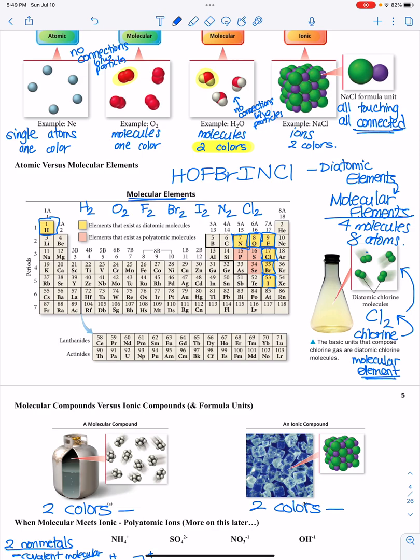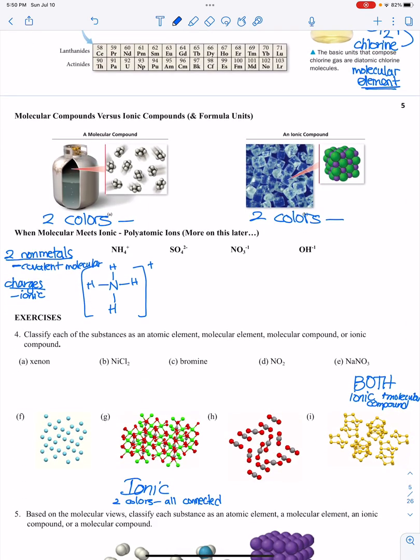There are 4 molecules. 1, 2, 3, 4, as I just quickly drew them. And each of those molecules have 2 elements. So that is a total of 8 atoms. Okay? And then I just want to bring it home here, the difference again between molecular and ionic.